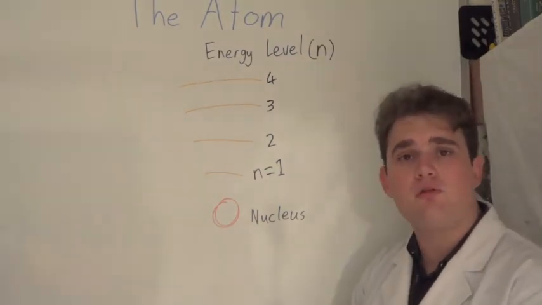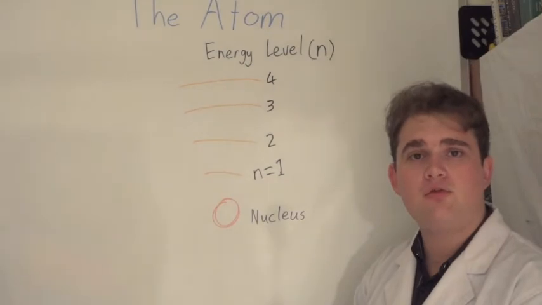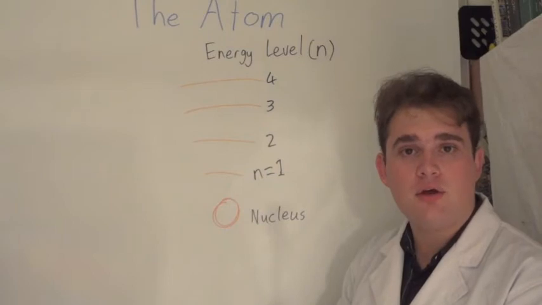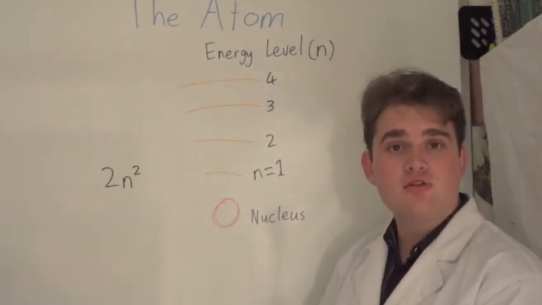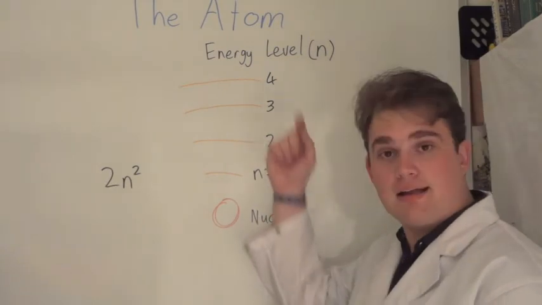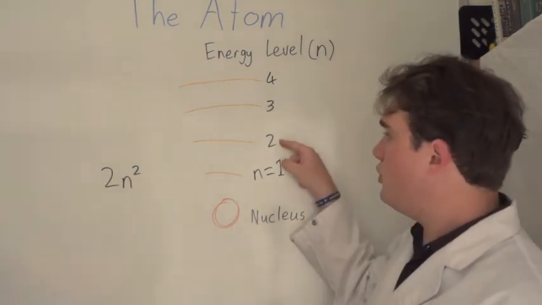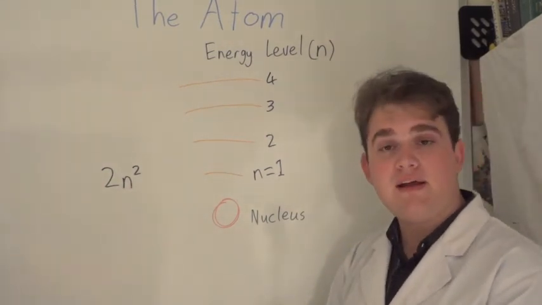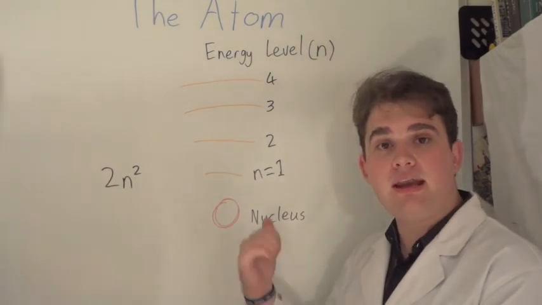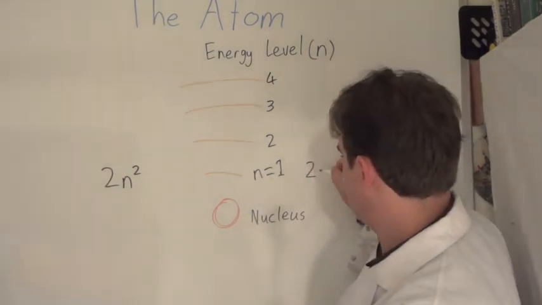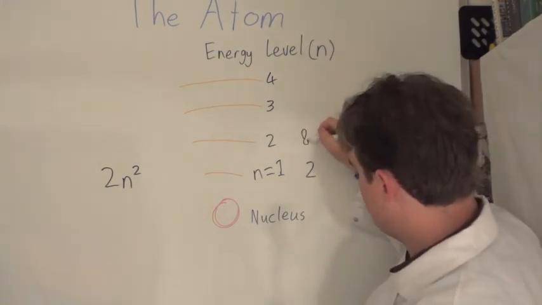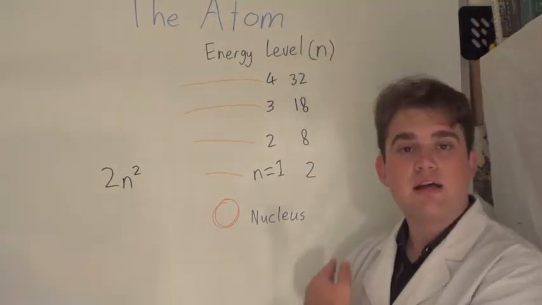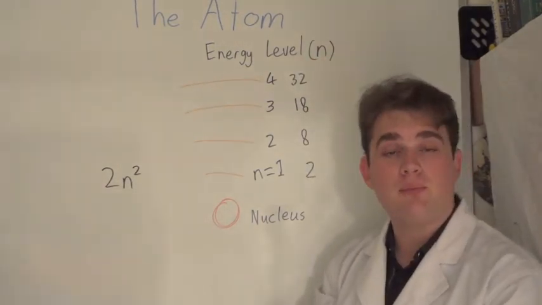Now, how many electrons can we fit in each of these levels? Well, that is a very easy mathematical formula. The total number of electrons that any energy level can hold is equal to 2n squared. So let's quickly calculate. You square each of these numbers, you get 1, 4, 9, and 16. You then multiply that number by 2, and that's the total number of electrons that can be held in any of these levels. 2, 8, 18, and 32. These numbers actually have some effect on the shape of the periodic table, but we'll get to that next week.